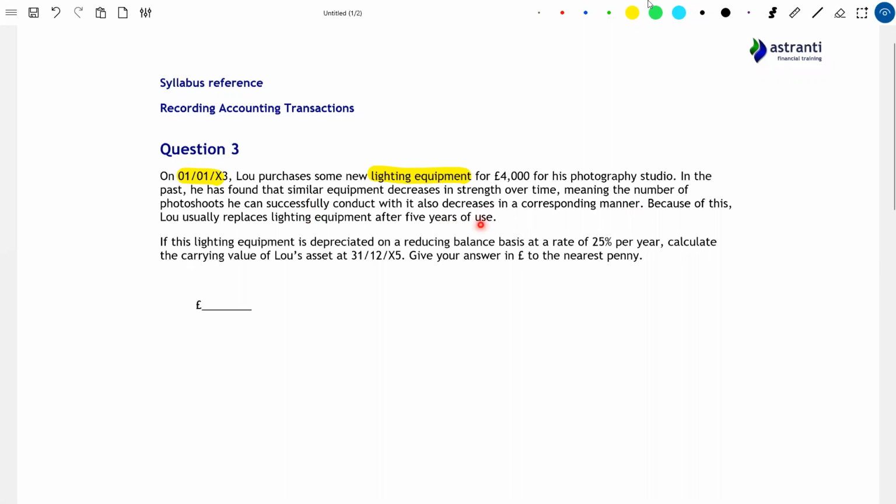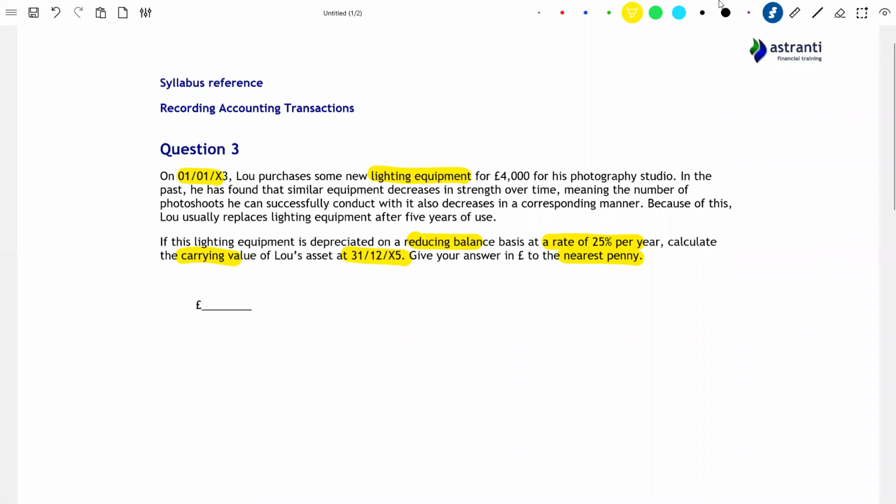Okay, so if this lighting equipment is depreciated on a reducing balance basis at a rate of 25% per year, calculate the carrying value of Lou's asset at the end of the 31st of the 12th X5, okay? And we need to give our answer in pounds to the nearest penny.